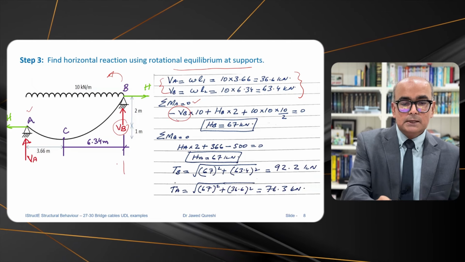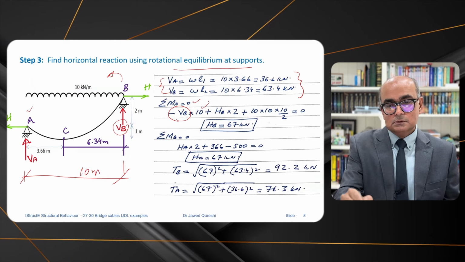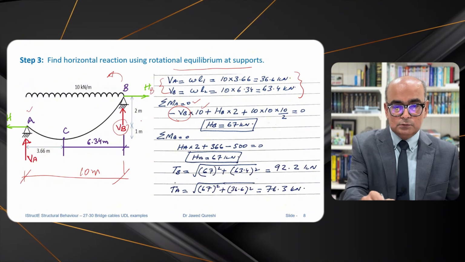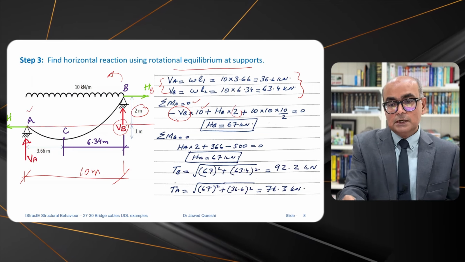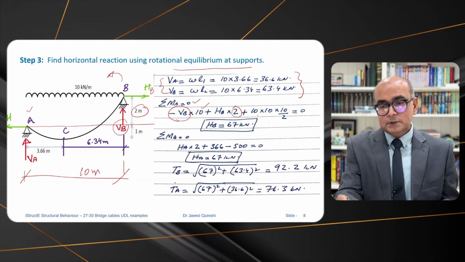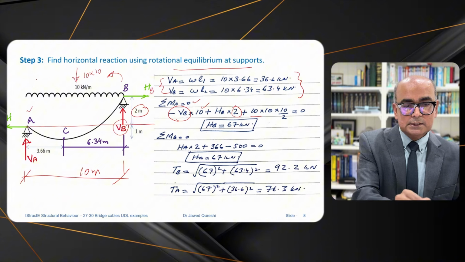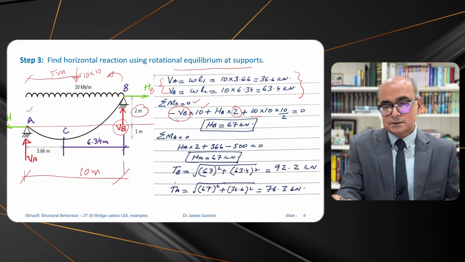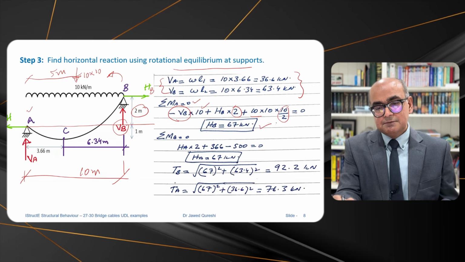And the distance between A and B is equal to 10 meters, so that's why you have 10 over here. HB times 2: HB is this value, and the vertical distance from point A to B is 2, so that's why you have 2 over here, and this is creating a clockwise moment. And then you have this load 10. The total load is 10 times 10, and it is half of the distance away, which is 5 meters, so that's what we have done over here. And from here we get HB as 67 kilonewton.